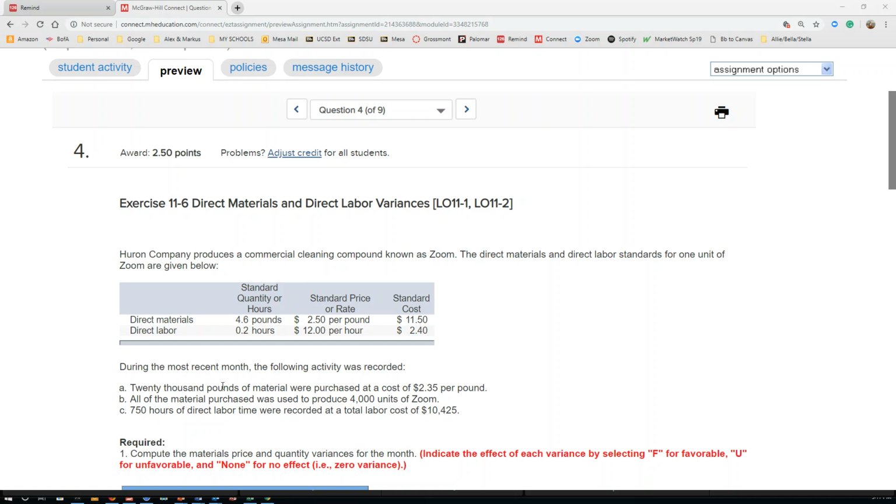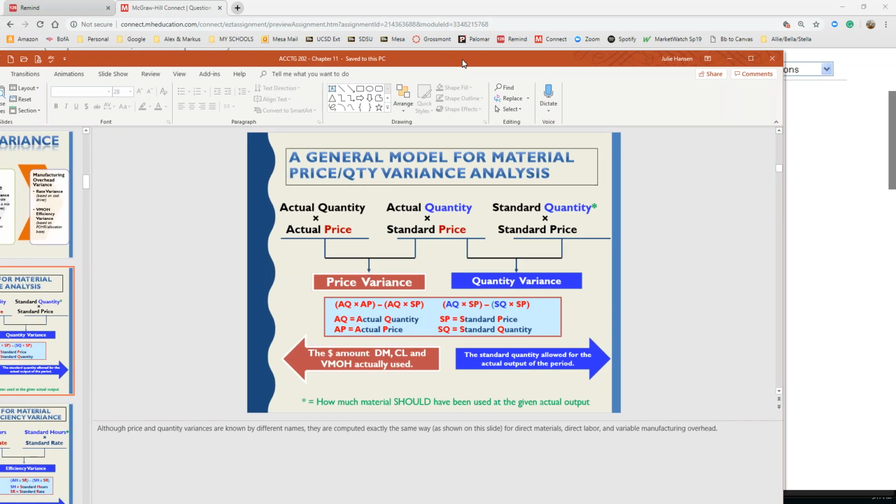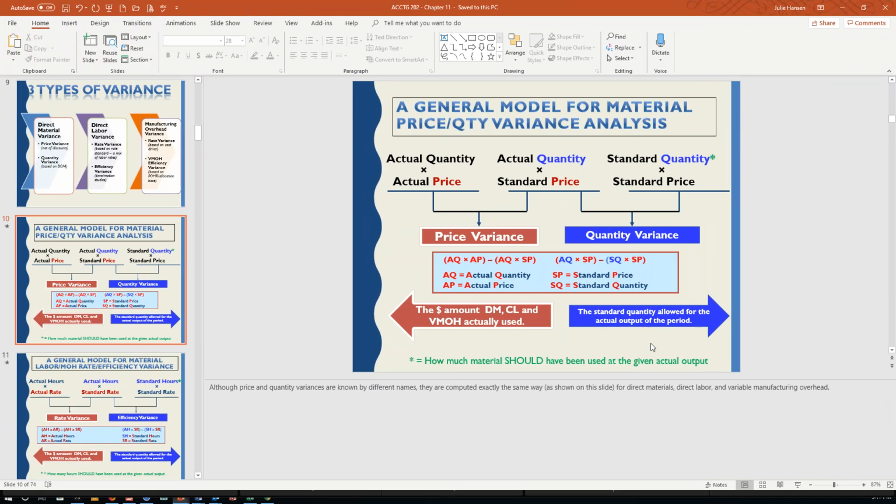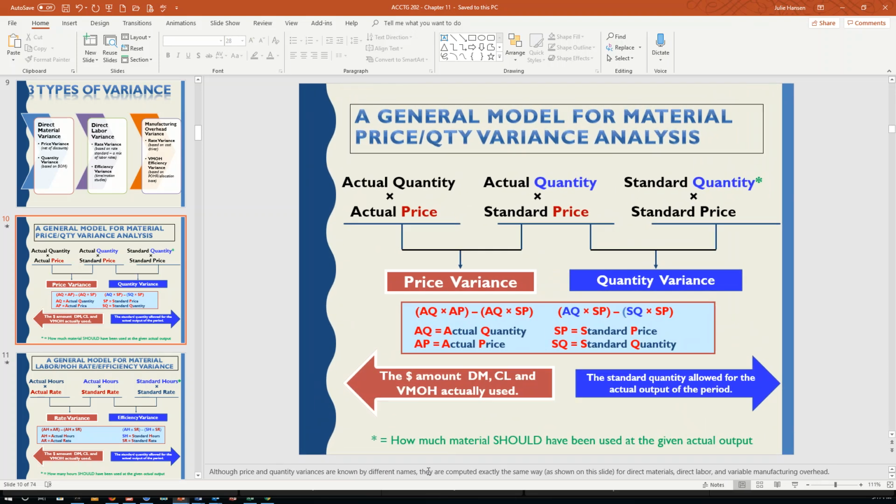So it says 20,000 pounds of material was purchased. There's the cost. All the material was used. This is really important because if they purchased more than they used, then the variances will change slightly. But anyway, they used and produced 4,000 units, and then there's the direct labor time. So now I am actually going to take you back to our PowerPoint slides just to get you familiar with what I'm talking about here.